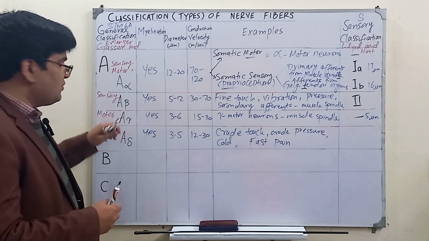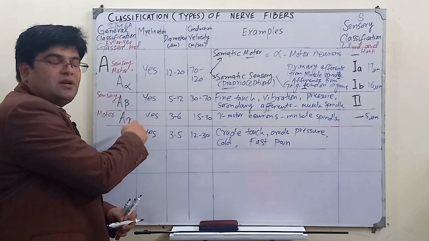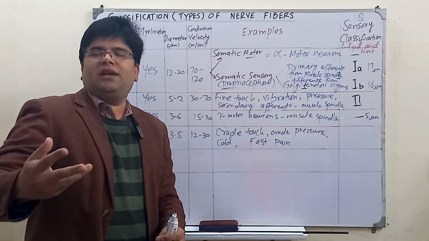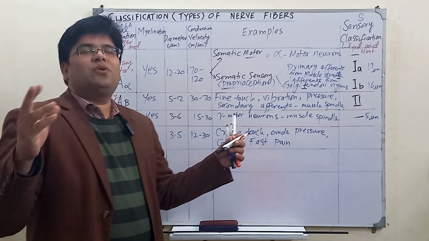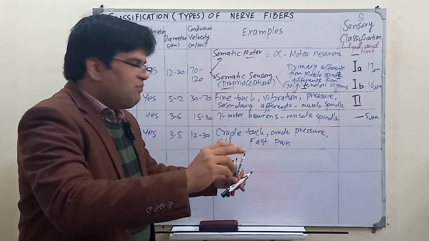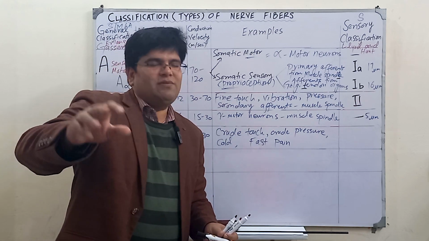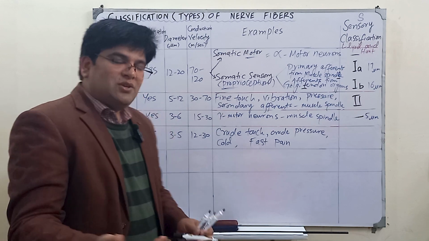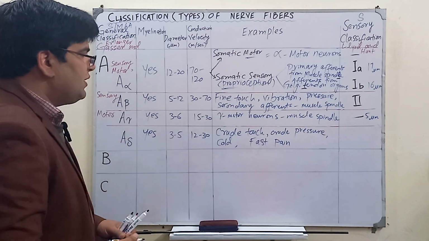So let's suppose the same person who was singing a song, when he was involved in singing, he was so busy that he was not worried about anything, whether it was cold in the environment, he was having some kind of pinprick, or there was some cold, crude touch or pressure, because he was so much interested and involved in his singing. So in this way, you can memorize the function of A delta type of nerve fibers.